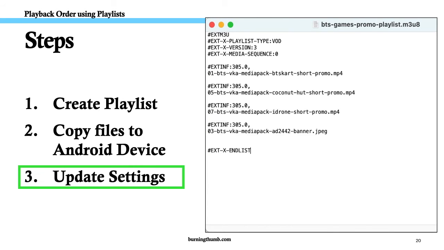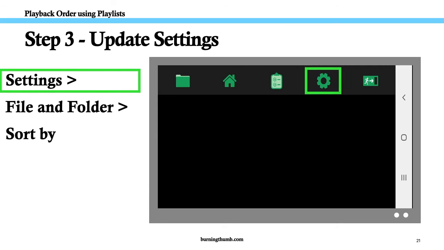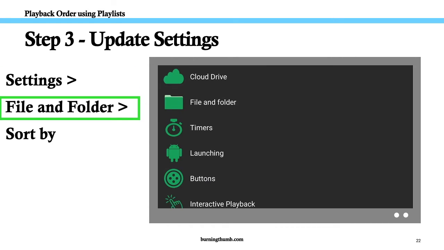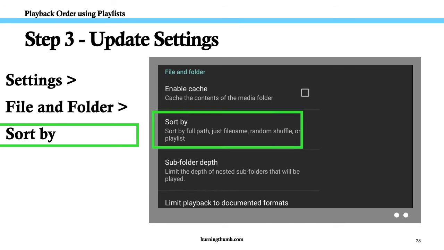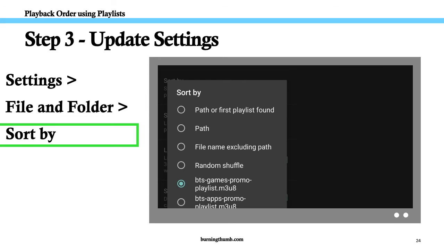Step 3. Select the playlist file to use. To do this, first go to the Video Kiosk settings. Open File and Folder Settings. Go to Sort By and choose the playlist to use.